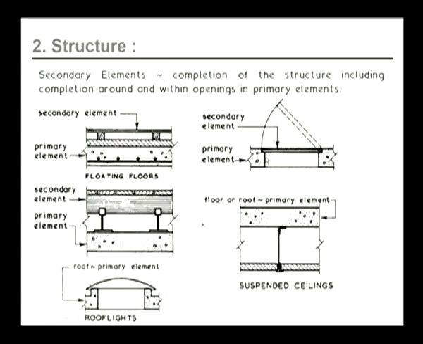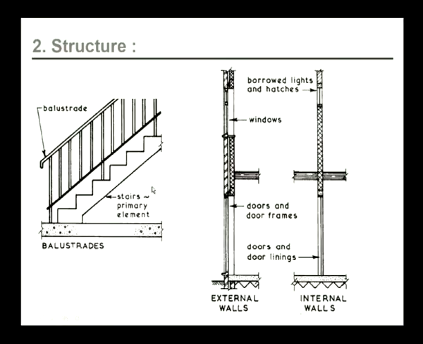Here we see in the door jambs what happens. The door openings in the walls are basically primary element, but the door in turn is a secondary element. Here we see the ceiling slab is a primary element, but the suspended ceiling is a secondary element. In the case of staircase, the staircase as such is a primary element, but the balustrades and the finish on the tread and risers are all secondary element.